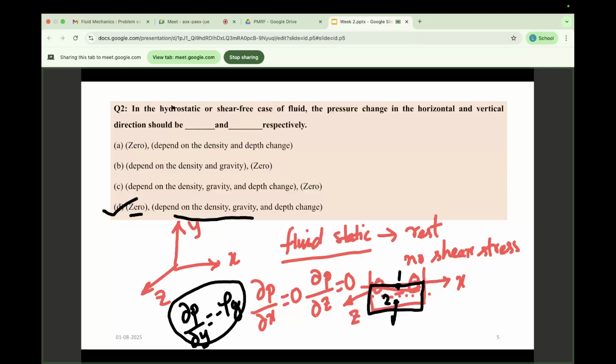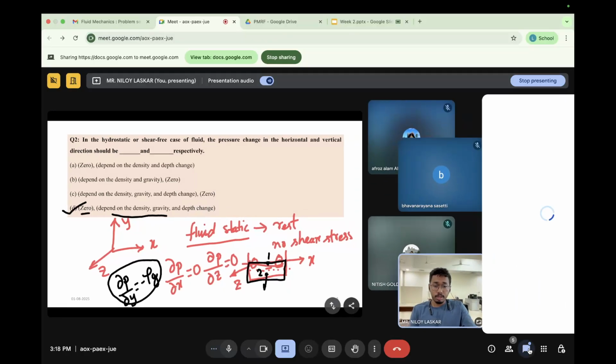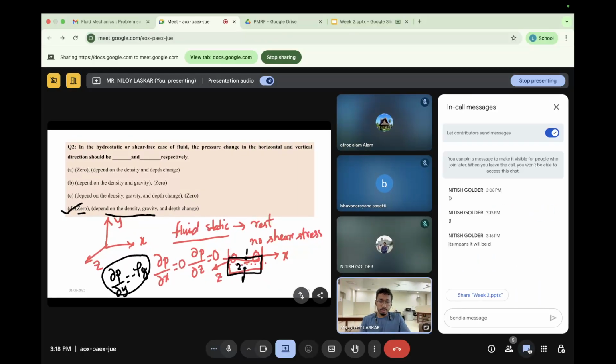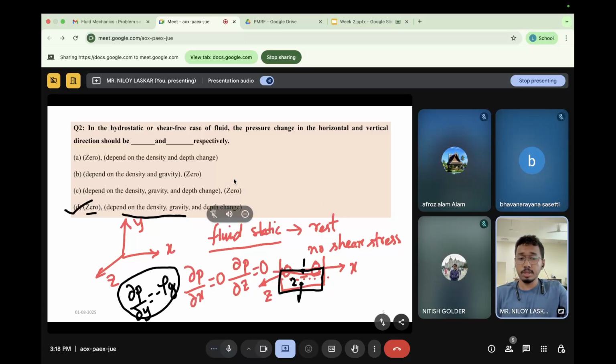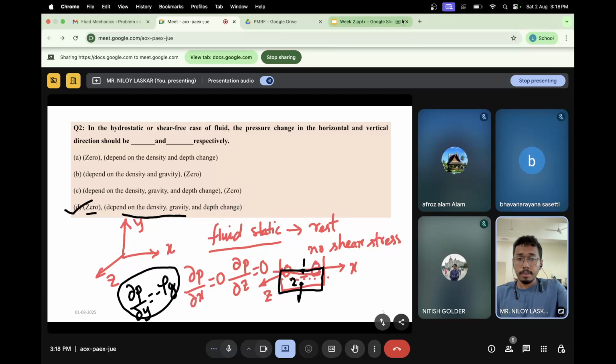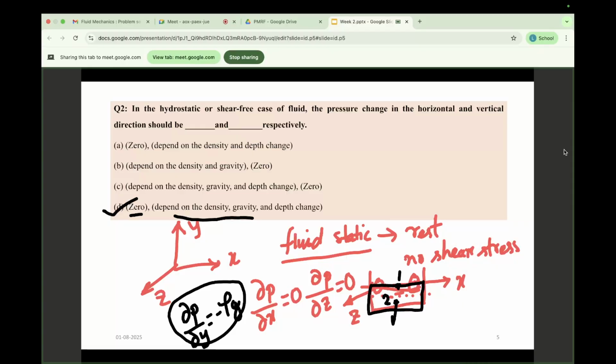I hope you got this point. Yes, Nitish, option D will be the answer. Next I will move to the third question. Up to these two questions, if there is any confusion or any doubt, you can ask. Then I will move to the third question.